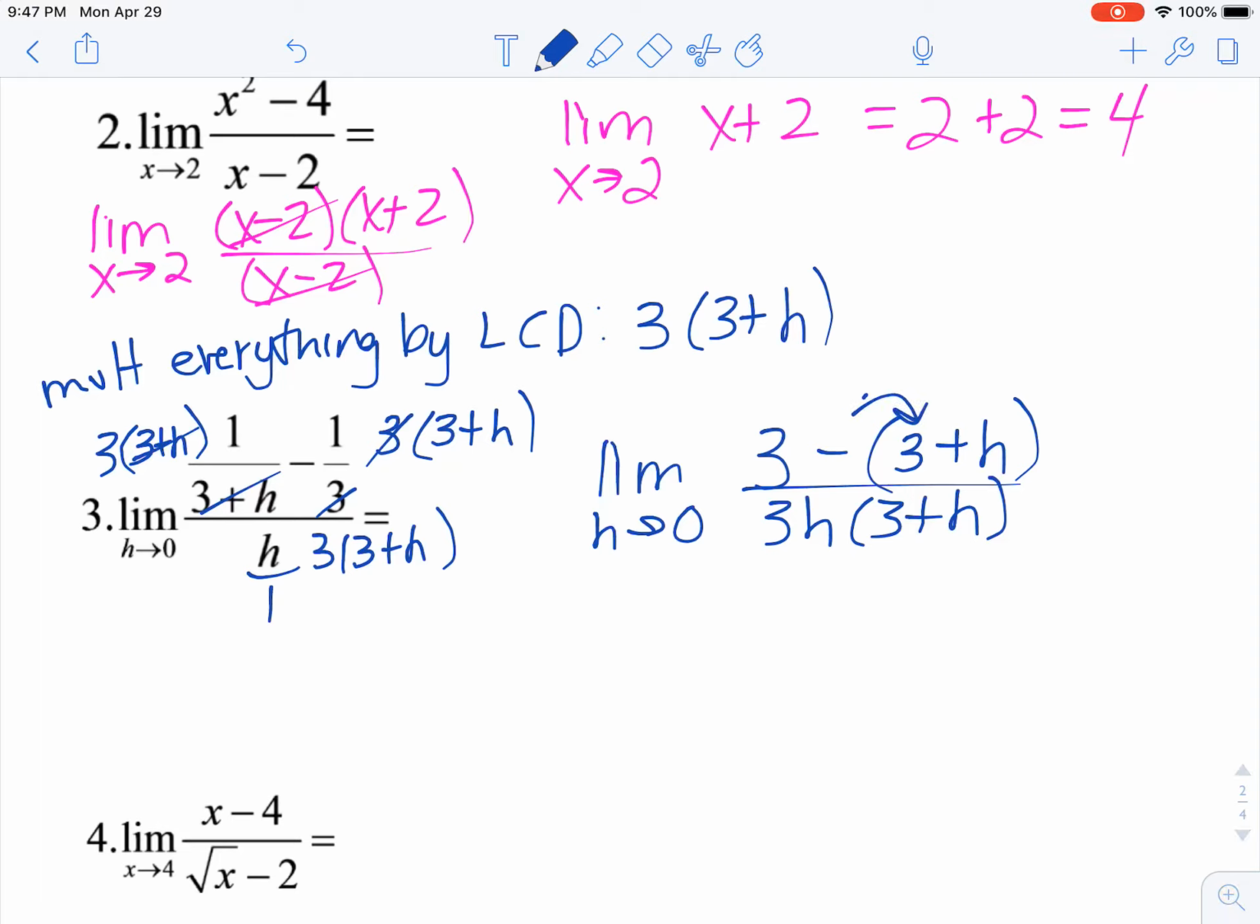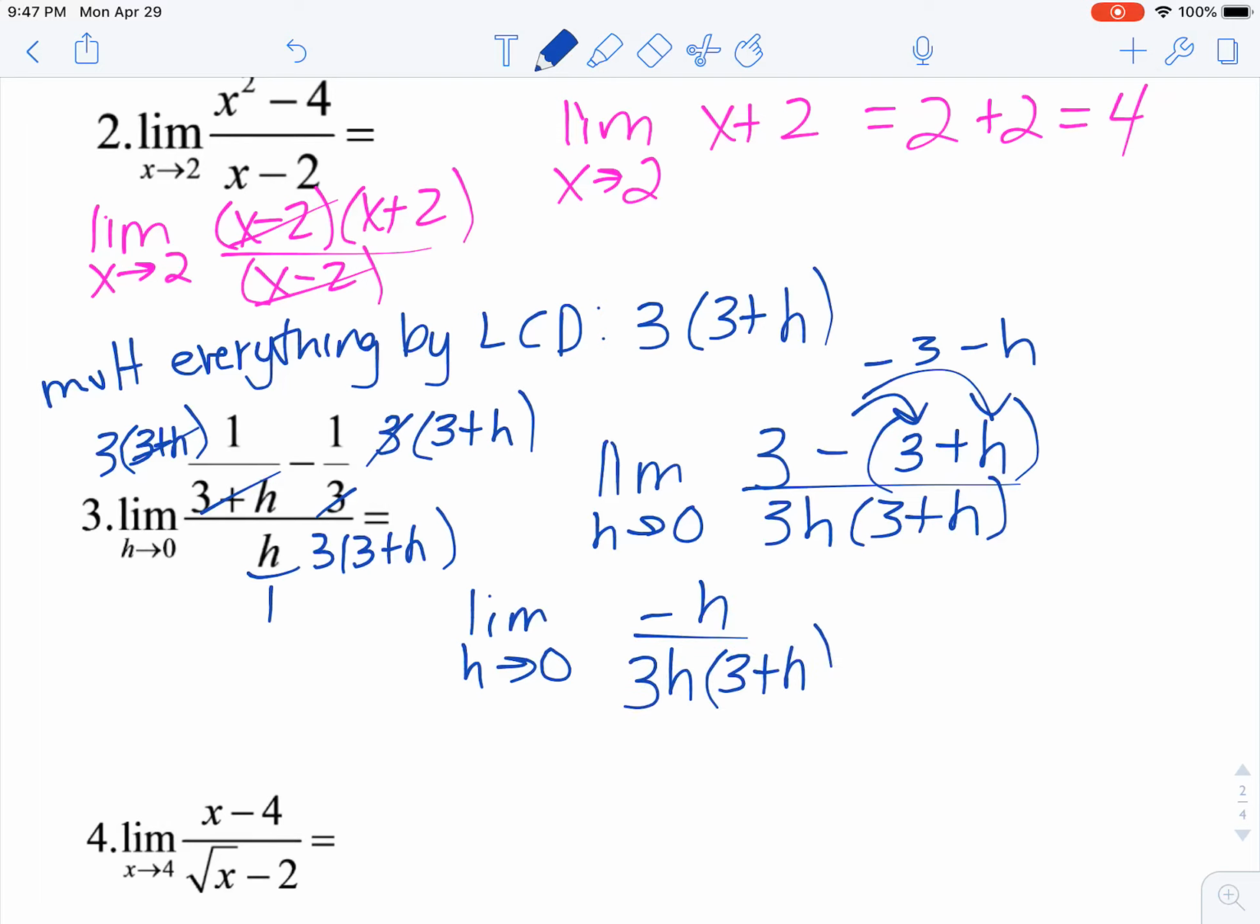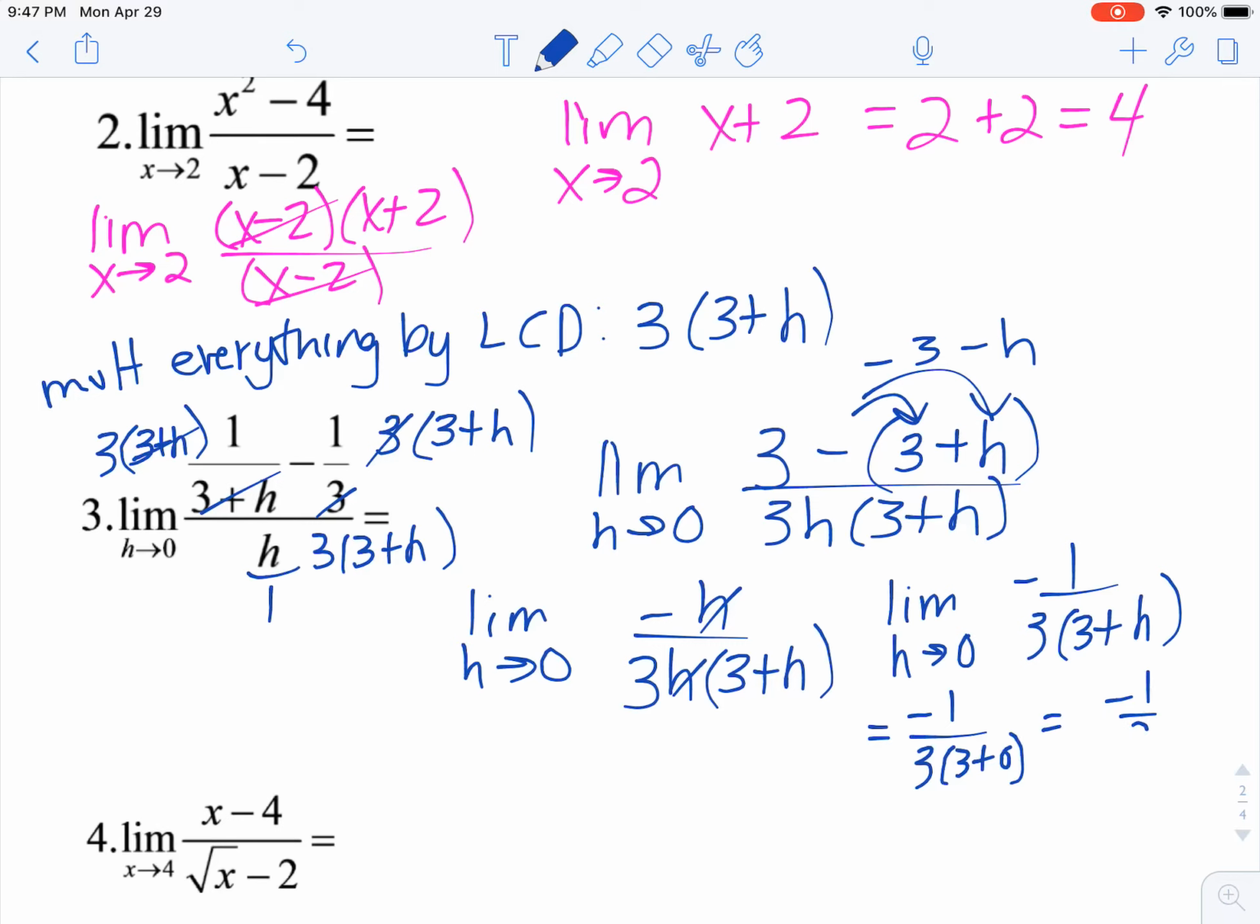Okay, so we got to remember to distribute that negative sign right there. Still writing limit as h approaches 0. This is going to be, that's a negative 3 and a negative h. So the 3's cancel, it's just going to be negative h over 3h times 3 plus h. Okay, now I can simplify that. Cross out the h's, limit as h approaches 0. Numerator is going to be negative 1. Denominator is going to be 3 times 3 plus h. And at this point, now I'm subbing in the h, so h equals 0. So I'm not going to write limit anymore. And that's going to be negative 1/9.